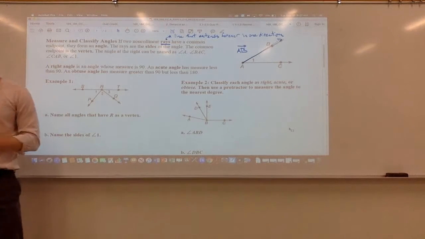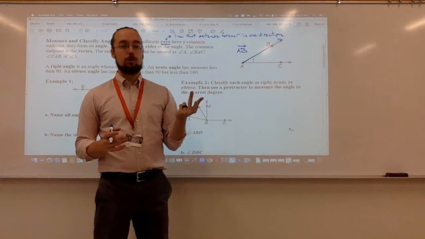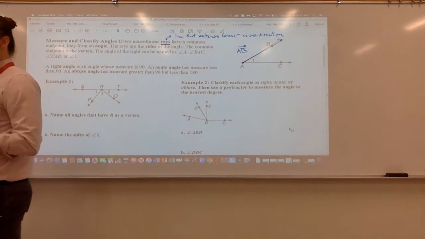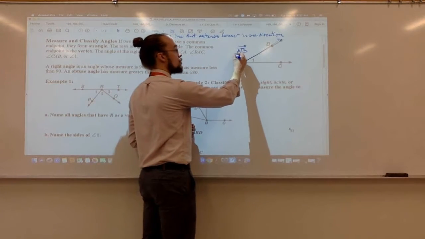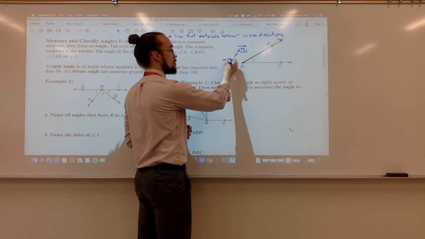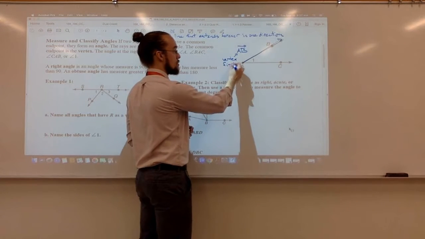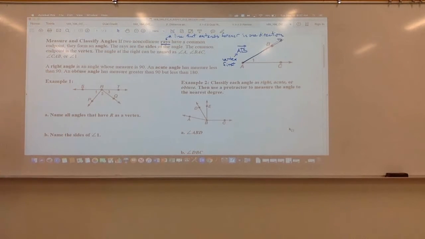Now, there's another small difference. For a line, we said it didn't matter the order you wrote the points. We could have called this AB or BA. For a ray, the order does matter. For a ray, we always write the vertex first. When we're naming a ray, write the vertex first, and the vertex is that point at the end.